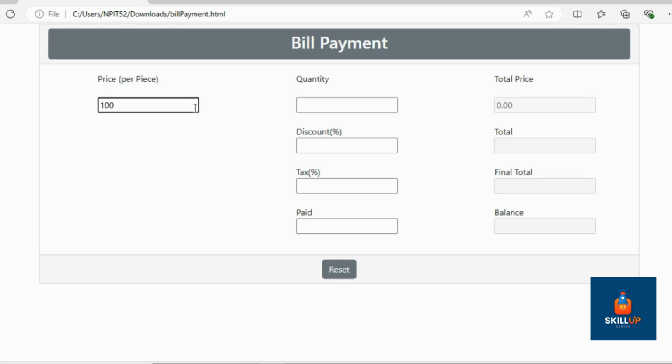Price 100, quantity 5, total price 500. Auto calculate in total price. Quantity into price is equal to total price.